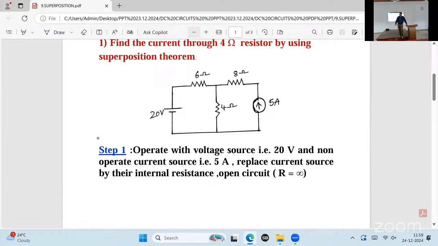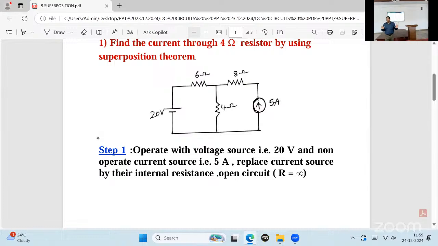Run with only one source, remaining all non-operative. But here, how many sources are there? Only 2 sources. That's why we run with one source. Operate with the voltage source, that is 20 volts, and non-operative current source, that is 5 amperes. Replace the current source by its internal resistance, open circuit. Step 1: run with only one source. Then only you will get the marks, otherwise you won't get the answers.